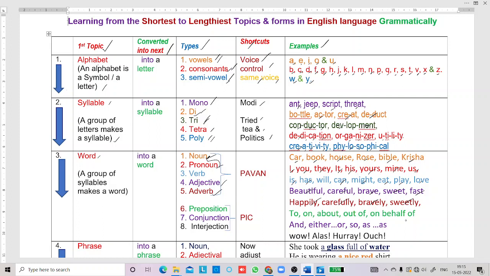Now next one, preposition. What is a preposition? A preposition is a word which is used to show the relationship between the words or among the words in a sentence. So these are the examples: to, on, about, out of, on behalf of. There are also different types. Every part of speech has different types, so that also I will be preparing in the coming videos.